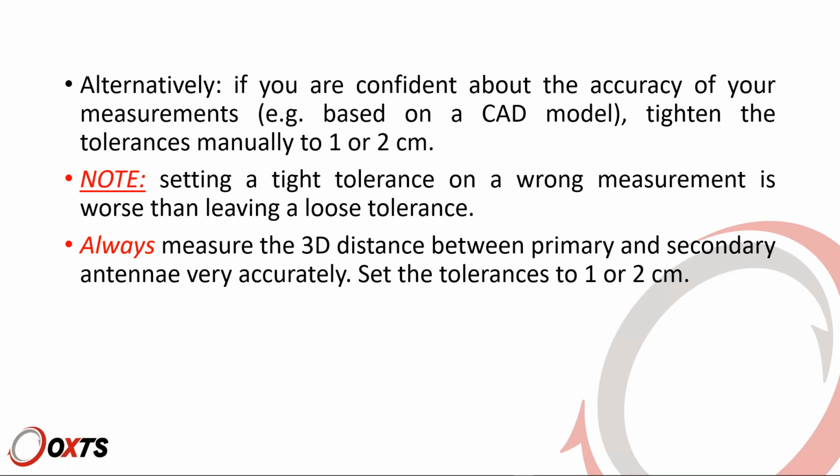There is one measure that the system will not refine, and that is the 3D distance between primary and secondary antenna. This will always be up to you. You have to measure this accurately and set the tolerance to 1 or 2 centimeters. The system will refine the height offset between antennas and the orientation between the two antennas, but not the distance.